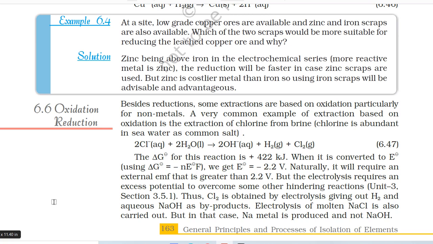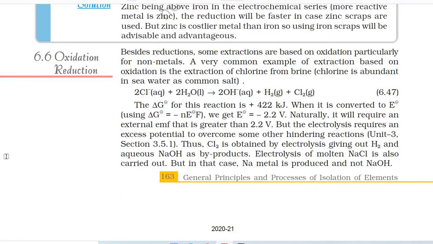6.6 Oxidation Reduction. Besides reductions, some extractions are based on oxidation, particularly for nonmetals. A very common example of extraction based on oxidation is the extraction of chlorine from brine. Chlorine is abundant in seawater as common salt. 2Cl- (aq) + 2H2O (l) gives 2OH- (aq) + H2 (g) + Cl2 (g).